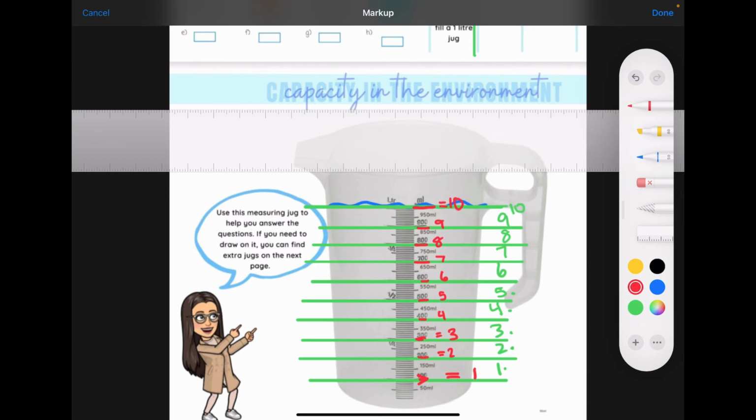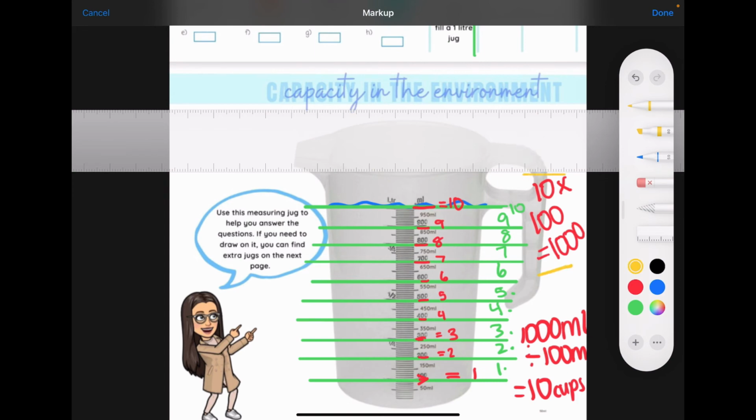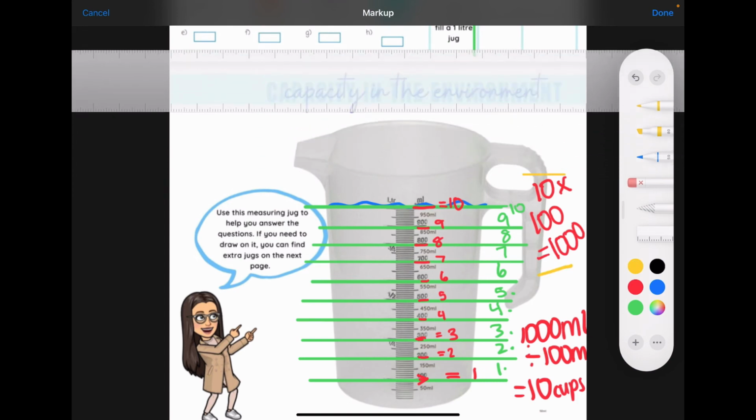Can you see a pattern that is formed here? Yes. The pattern is that we can times 10 times 100 to get to 1000. So we could have also known that 1000 mils divided by the 100 ml ladle would have given us 10 cups. Now, if all of these equations seem a little bit too much for you, that is perfectly fine. I just wanted to challenge some of your thinking so that you can start thinking about capacity using other areas of your mathematical knowledge.